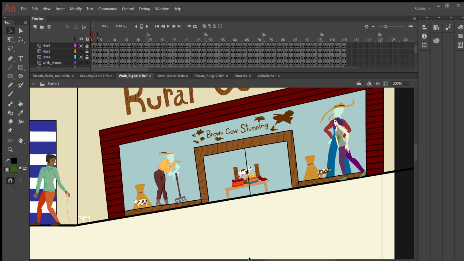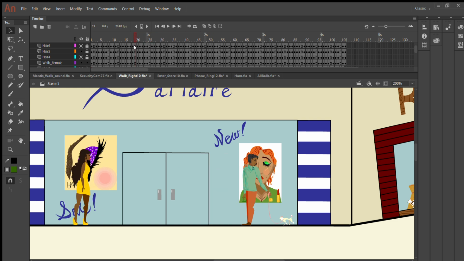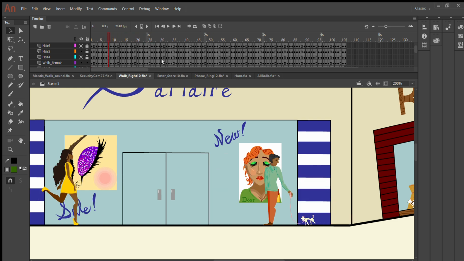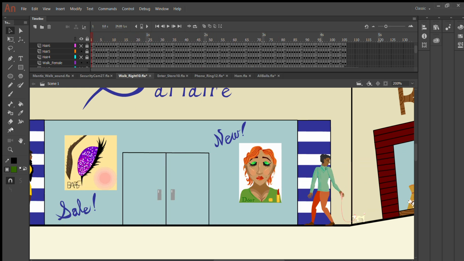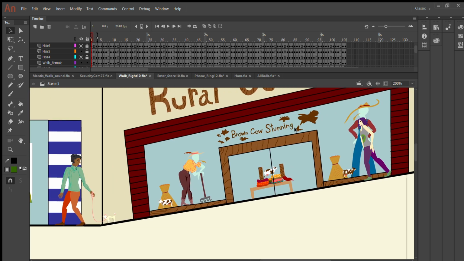But yes, a lot of these posters, these characters walking in the background have these very simple animations of just a few frames being cycled through, you know, these posters, the things in the stores.